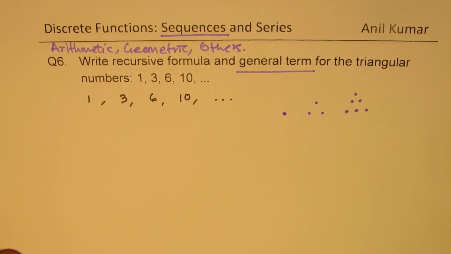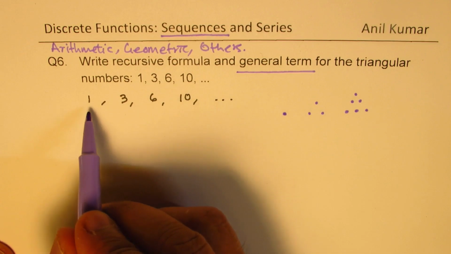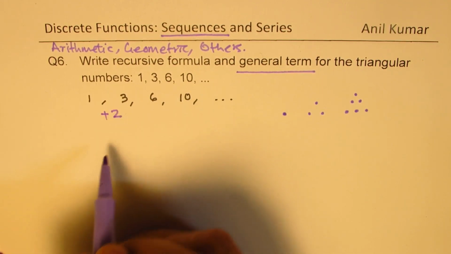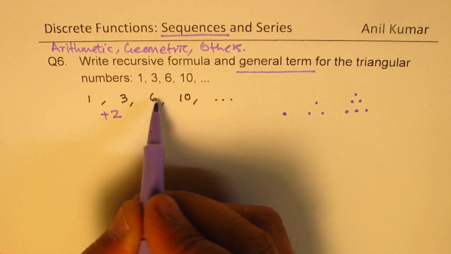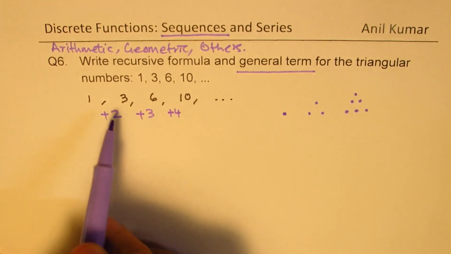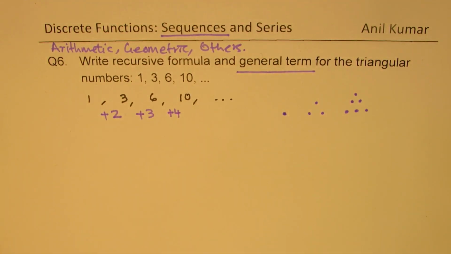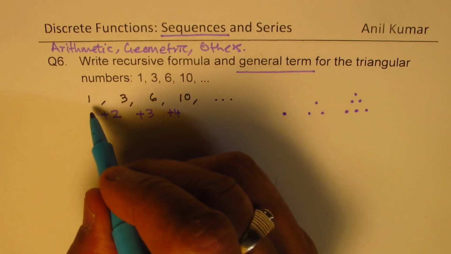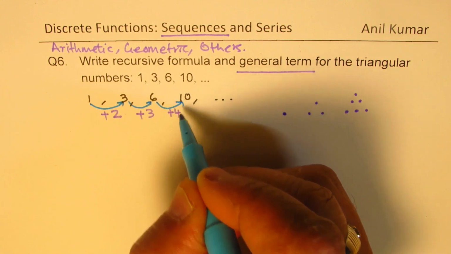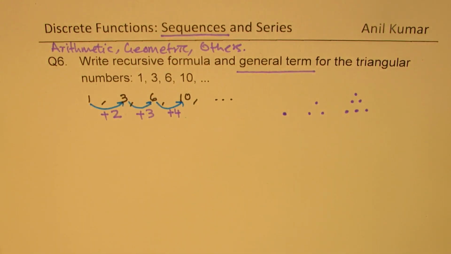Now here, what is happening? If I have to go from 1 to 3, I basically add 2, right? Then from 3 to 6, I'm adding 3, and then I'm adding 4. Do you see that? So that is how we are actually getting our sequence, correct? So the rule is when you add a number, increase it by 1 each time. Is that clear to you? Correct? So that is the kind of rule which is being followed.